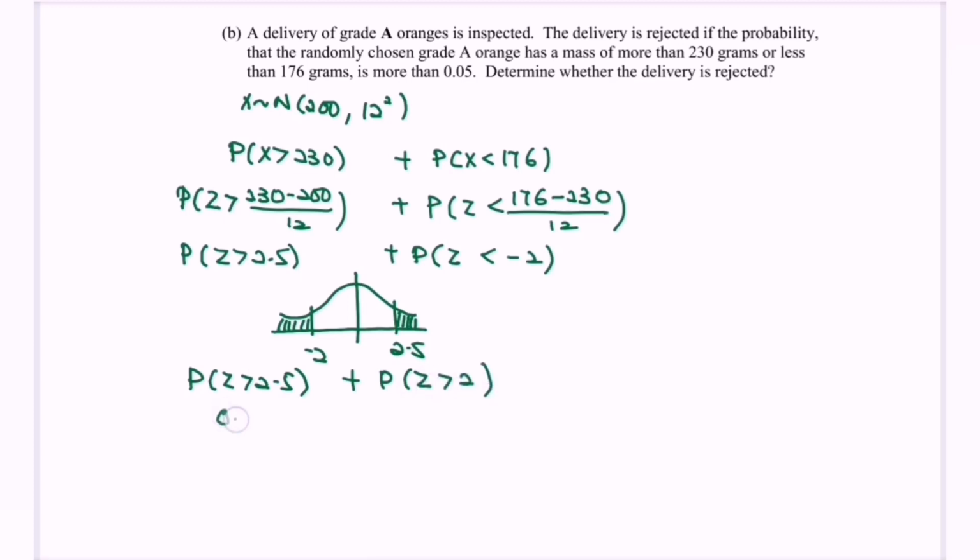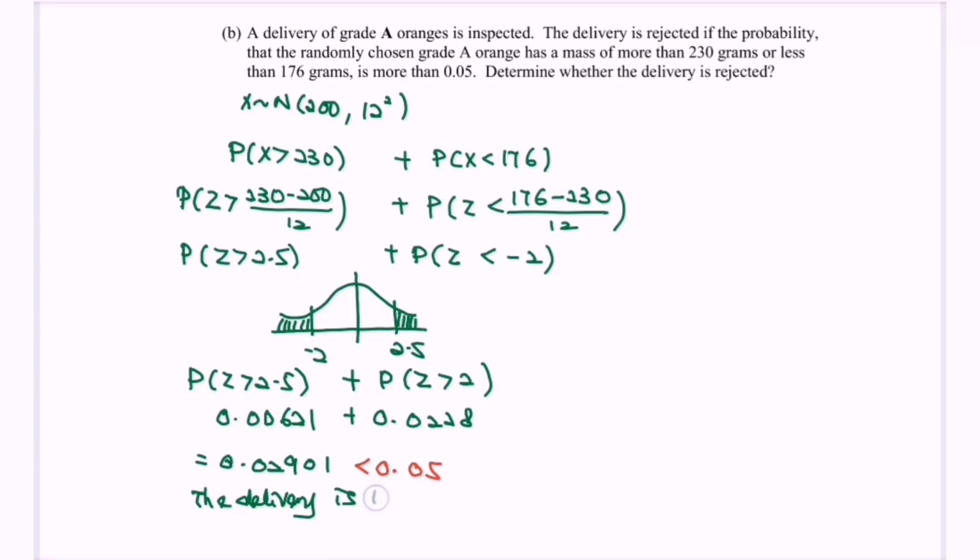Refer to the table. 0.00621 plus 0.0228. If we sum up, we have 0.02901. So as we can see, it is less than 0.05. So the answer is the delivery is not rejected because the value is less than 0.05.